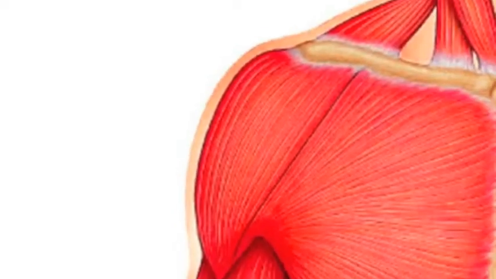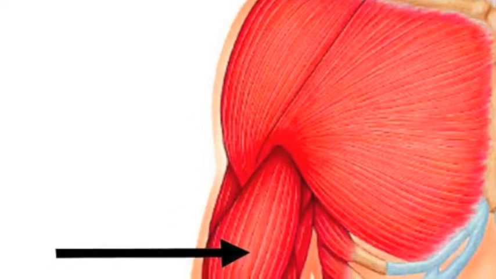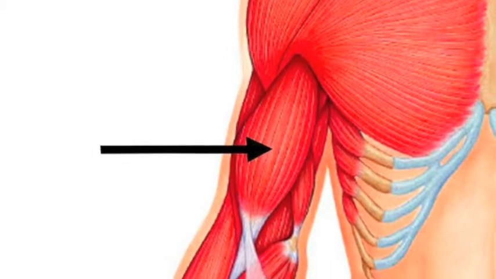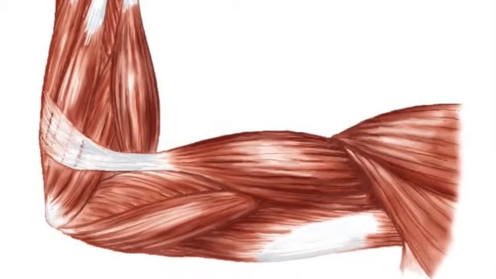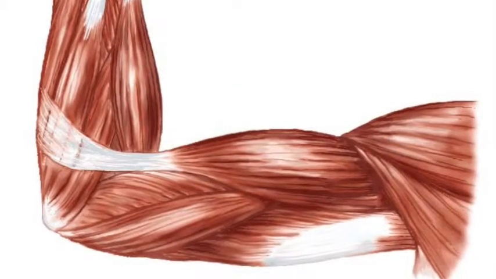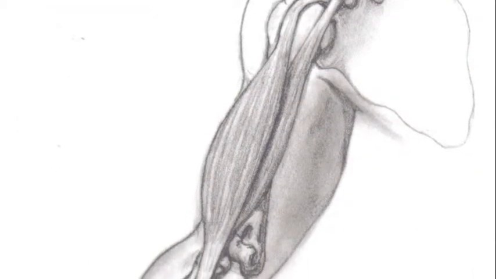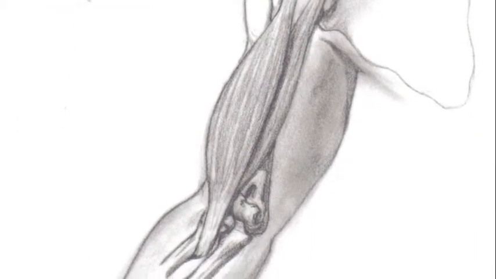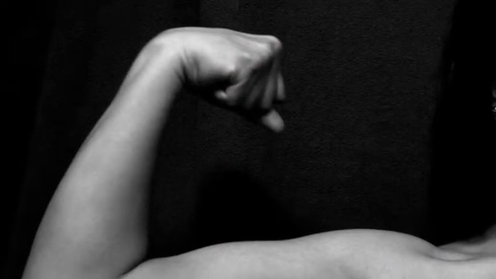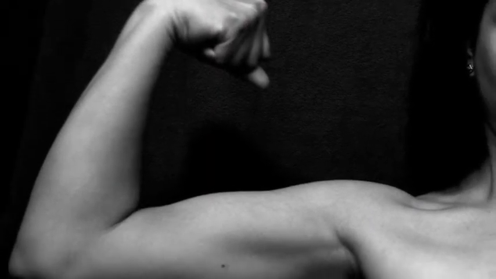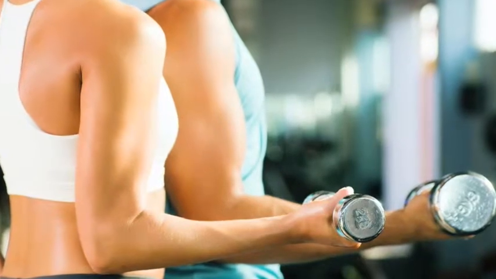The biceps brachii muscle is commonly known as the bicep. The biceps brachii is made of 2 heads, which is why it is named the biceps brachii, because bi means 2. It originates on the scapula and inserts on the radius. The most common action of this muscle is to flex the elbow, which allows us to perform a bicep curl.